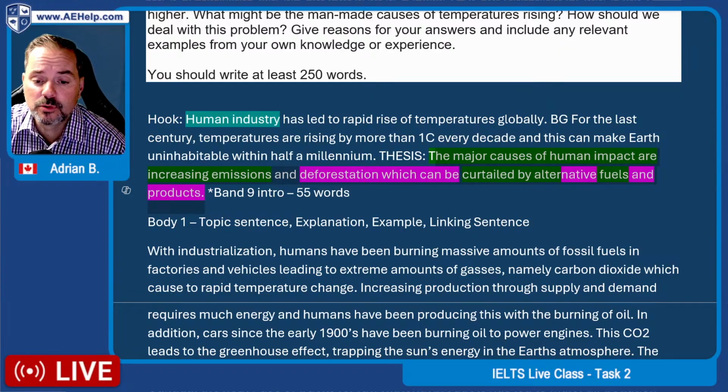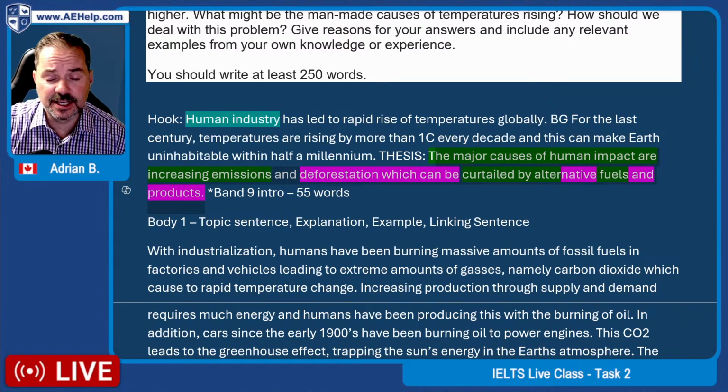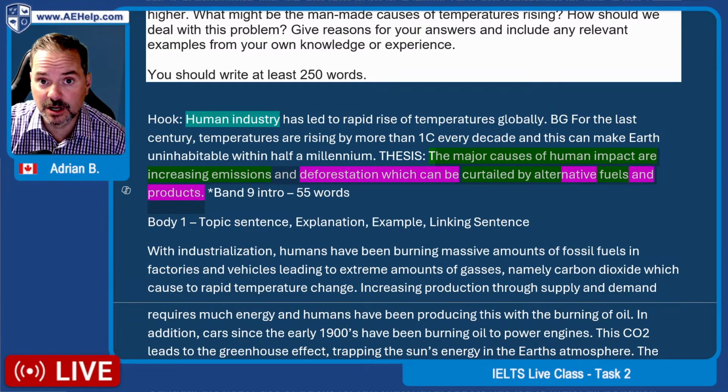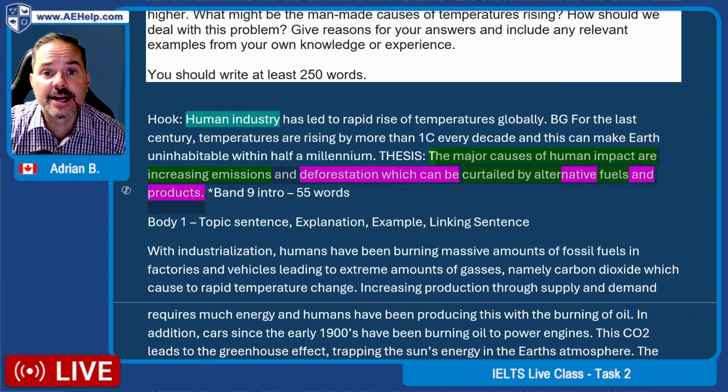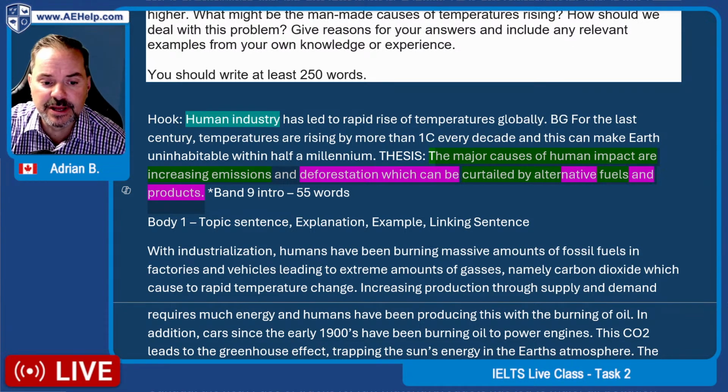It has the clear points for the essay. It doesn't tell the reader what the essay will talk about. It doesn't just paraphrase the question. It gives clear direction to the reader. That's what you need for a Band 9.